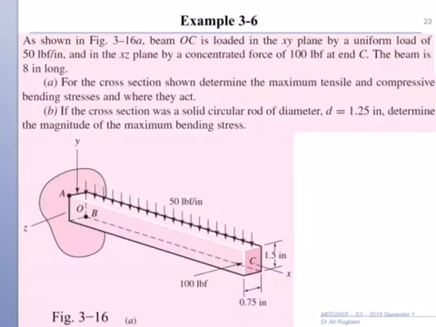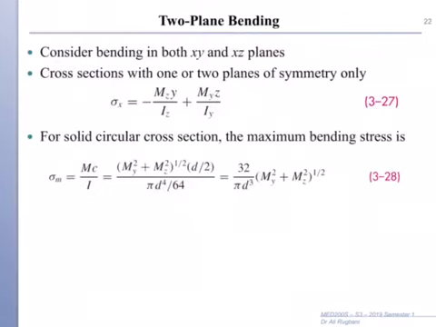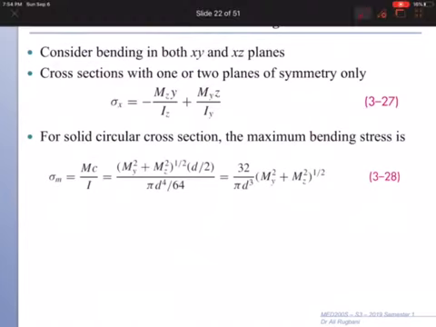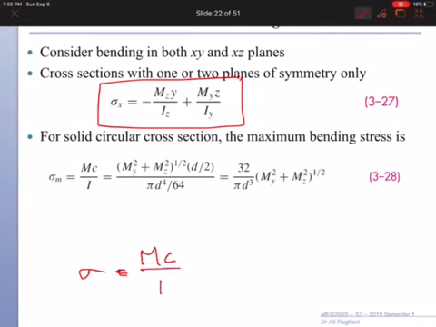Okay, now we have an example. In this example, we have a beam subject to bending moment in two planes. When you have bending moment in two planes, you need to add them together according to this formula. So sigma from bending is Mc/I. That's when you have a beam subject to bending.